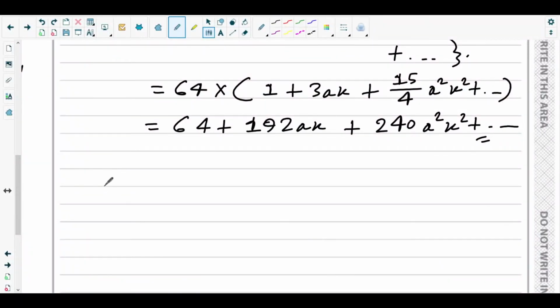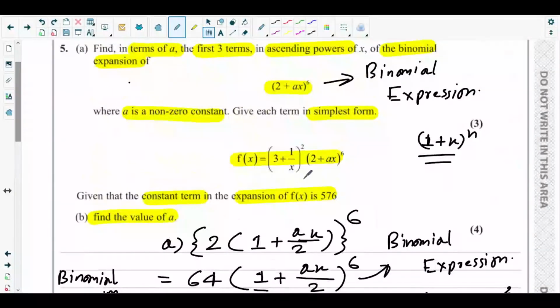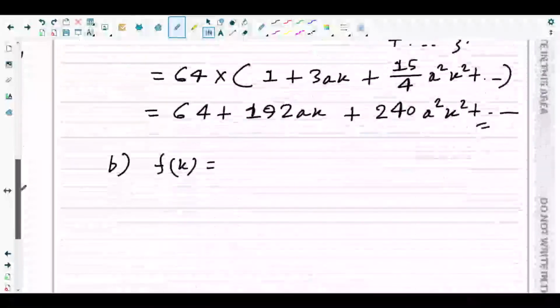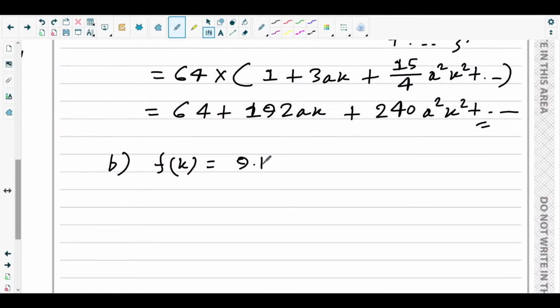So in that case, since f of x is given, let's expand the quadratic term here. The quadratic term is this part, right? So a squared plus 2ab, that is 2 times 3, so this is 6 over x, plus b squared, which is 1 over x squared.